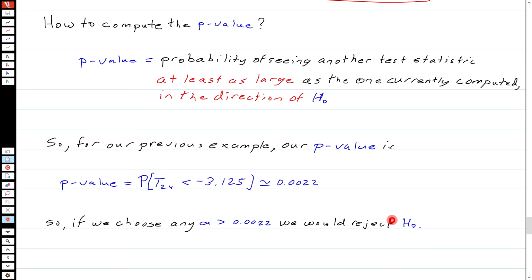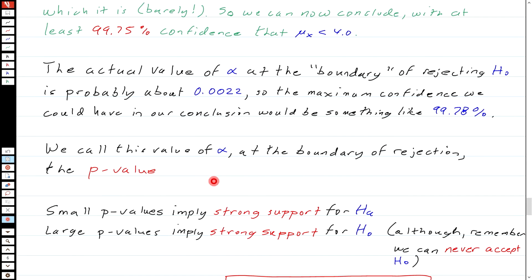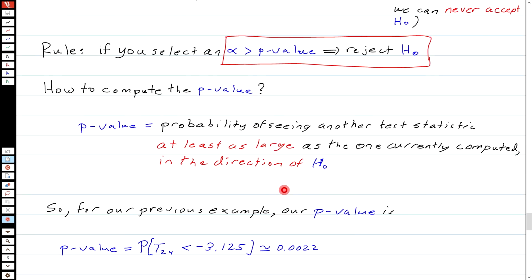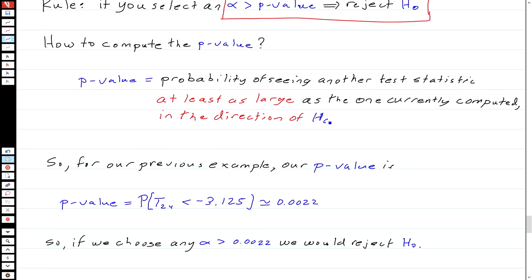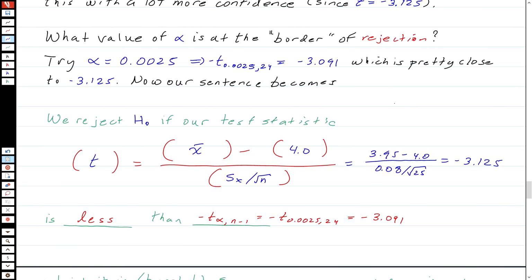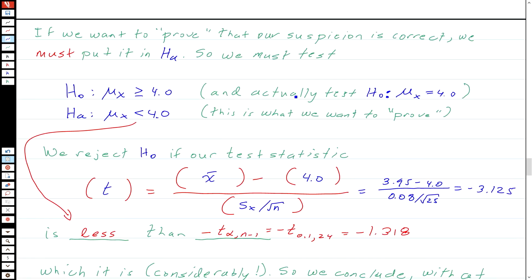So for our previous example, let's go back up there. Oh, sorry, I made a mistake in my statement there. I've written the wrong thing here. This is not in the direction of H naught, it's in the direction of HA. It's important: we're talking about the direction of HA. If we go back up to the test that we had up here, the direction of HA is in the negative direction, so less than.